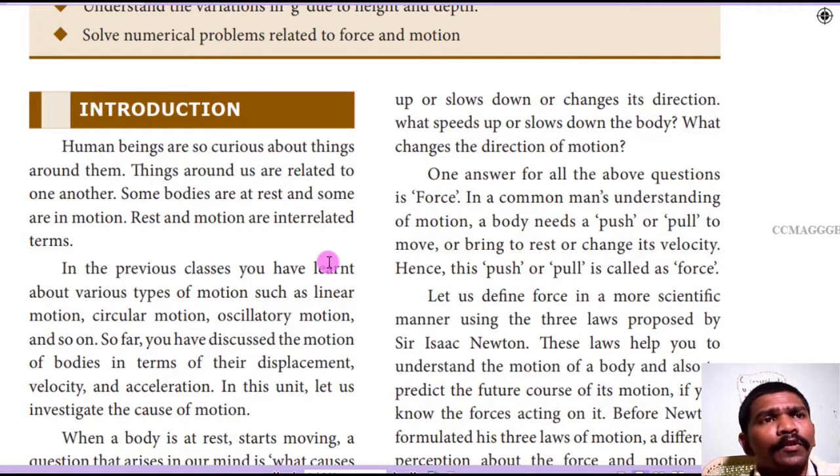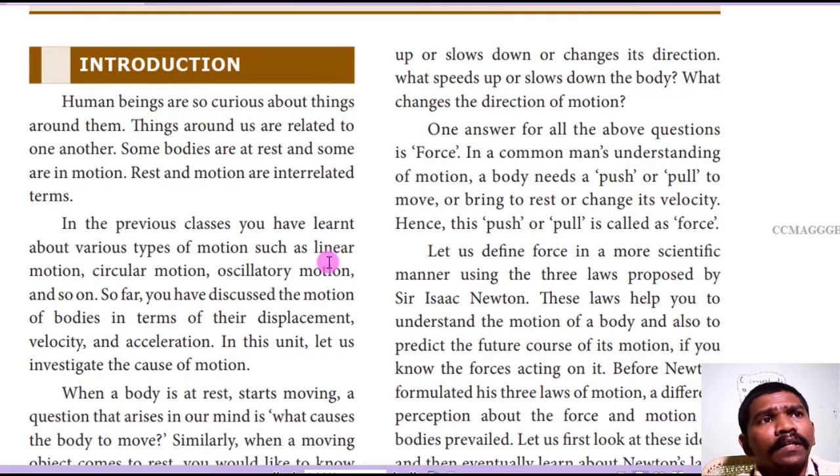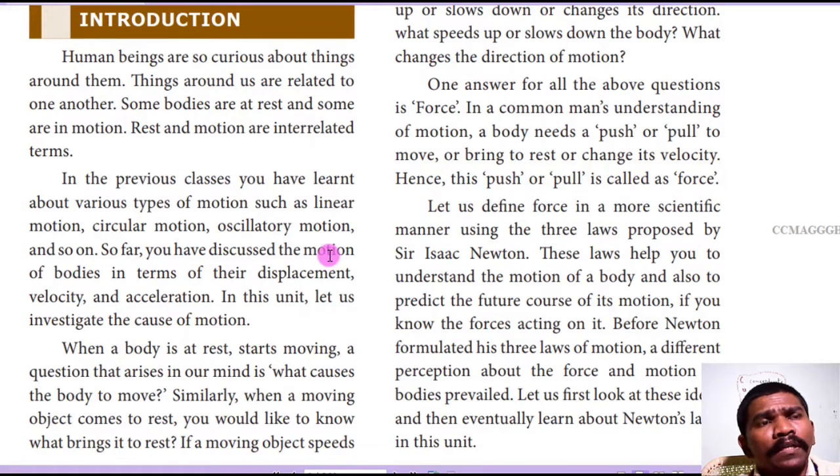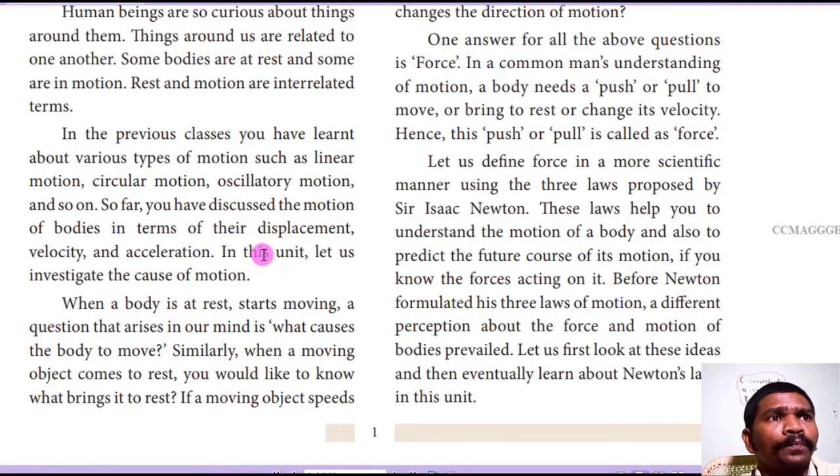Charles Darwin, we know, says every organism is relative, through evolution. Same thing, Einstein says that all things are relative. Each and everything is relative. That is the theory of relativity. In 9th standard we already studied linear motion, circular motion, oscillatory motion, and also displacement, distance, and velocity.